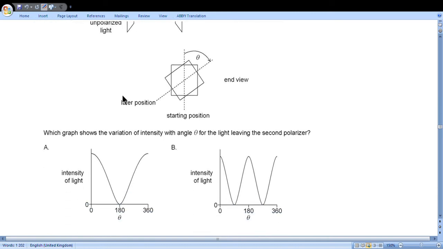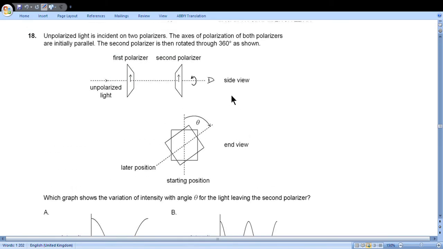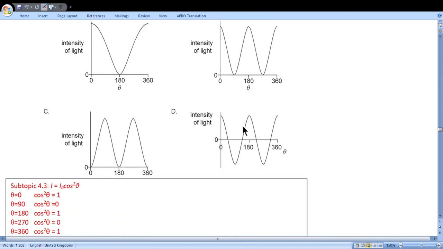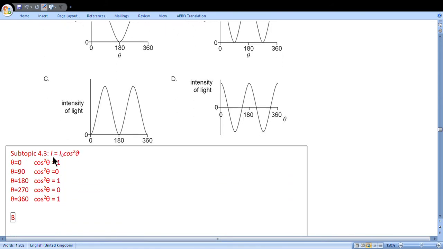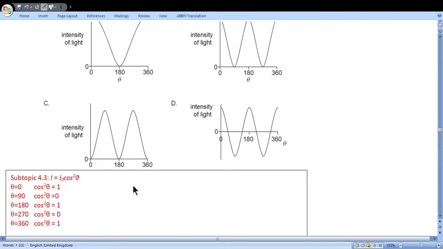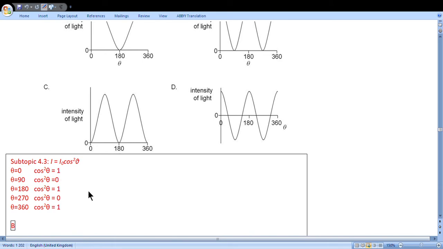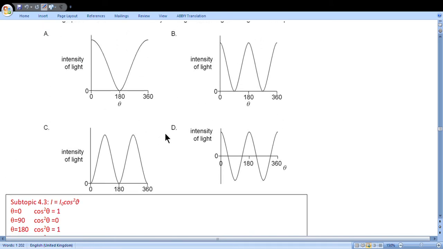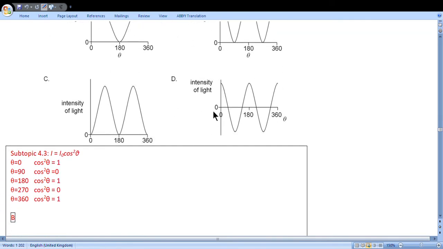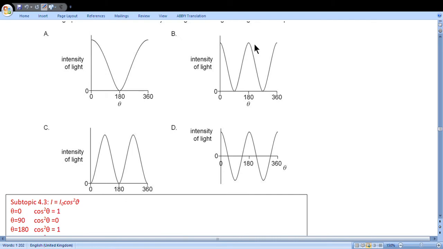Leaving the second polarizer. So the formula is from subtopic 4.3, I squared cosine squared. So let's see what happens to cosine squared. At angle 0 it is 1, then 0, then 1, then 0, then 1. So at the beginning we have 1, and in the end we have 1. So it is answer B. So cosine squared is for this.